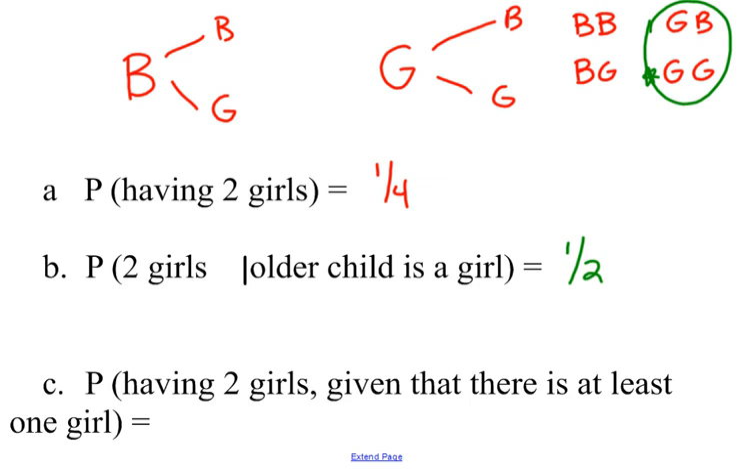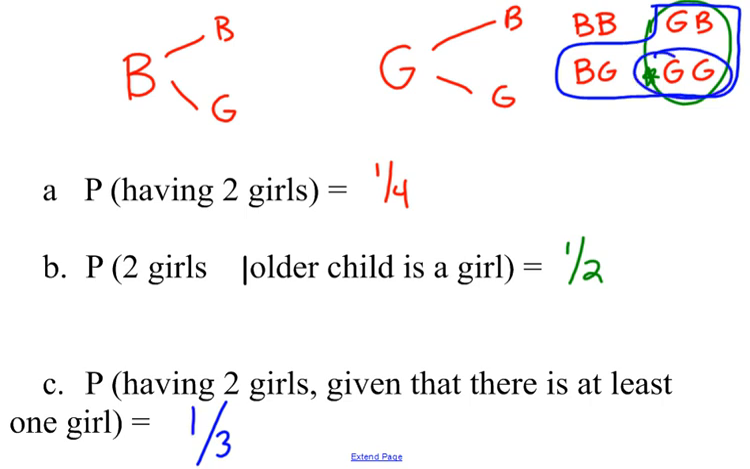And then C says probability of having 2 girls given that there is at least 1 girl. If there's at least 1 girl, that's these 3 right here. So I have 3 possible choices, so my bottom number is a 3. And of those 3 choices, how many say that I'm going to have 2 girls? Just 1. So you have a 1/3 chance of having 2 girls given that there is at least 1 girl. Okay, so there's some more conditionals for that.